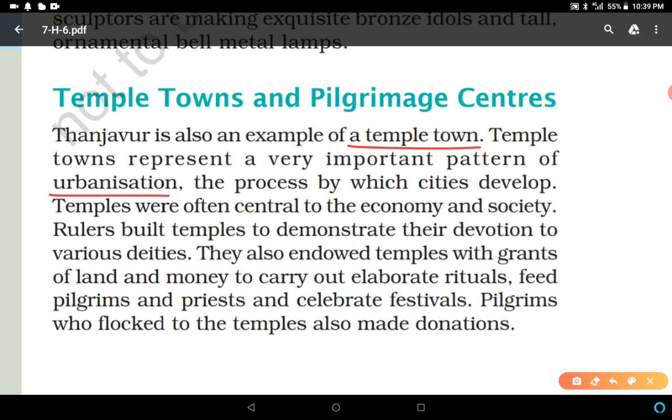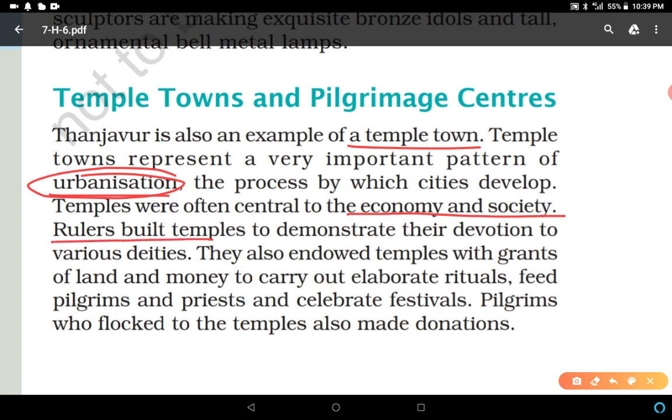So the process by which cities develop is called urbanization. Temples are often central to the economy and society. You have to remember why. Because near the temple, the traders, merchants, shopkeepers, etc., settled down. They used to do different kinds of economic activities and trade, etc.